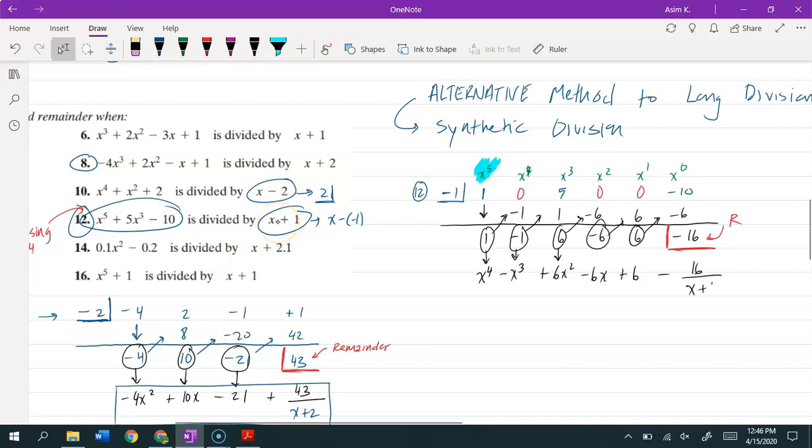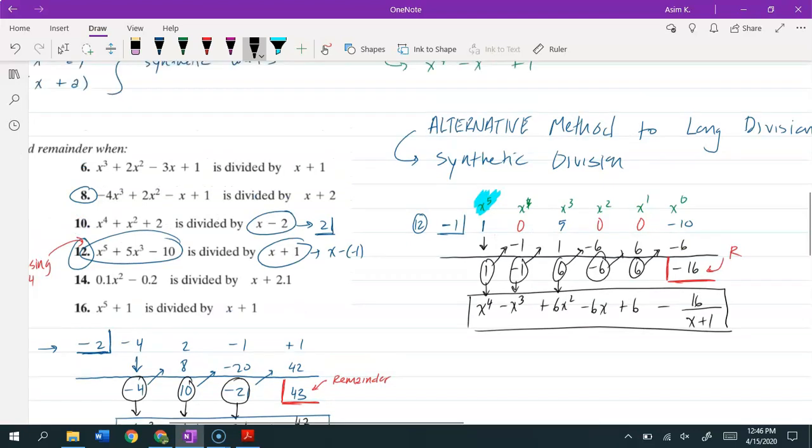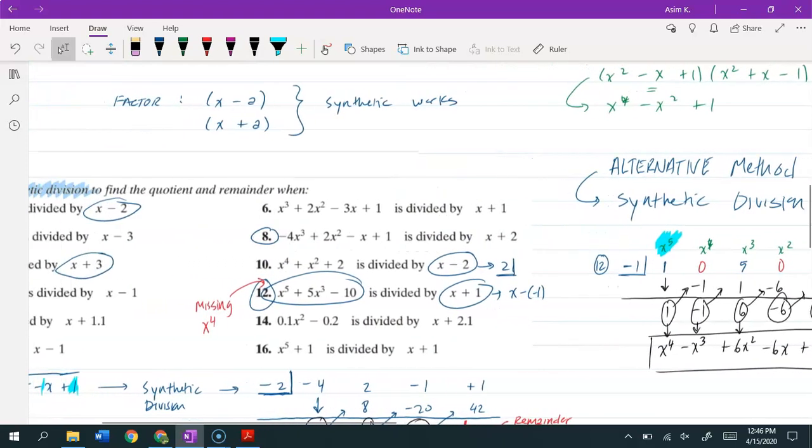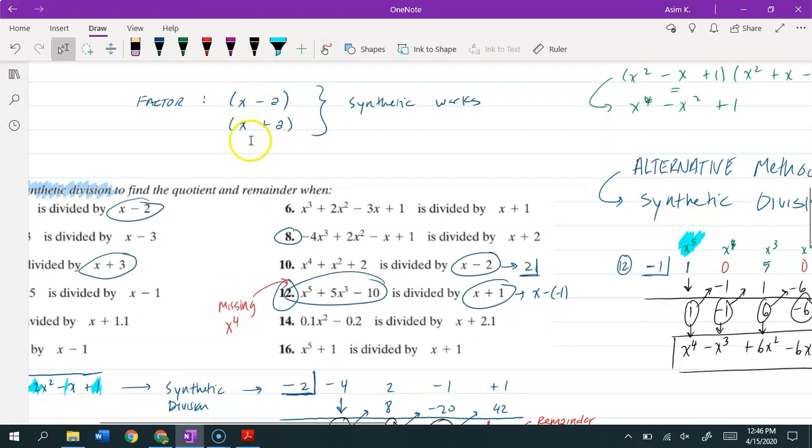So imagine if you had to do this by long division, it would have been really painful. So synthetic division can really save us quite a bit of time right there. But remember, the caveat is you must have something that looks like x minus a or x plus a. So then and only then will it work.